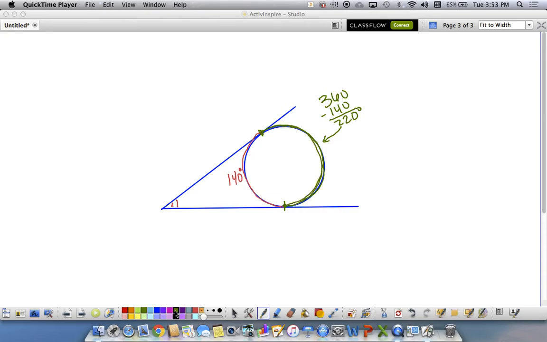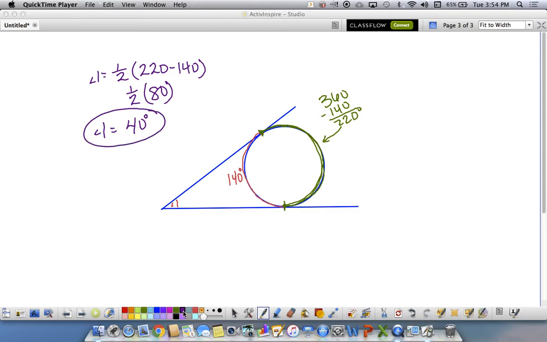Now do you have enough information to solve for angle 1? Yes, you do. We're going to say angle 1 equals 1/2 of the bigger arc, which was 220, minus the smaller arc, which was 140. So that's 60, 70, 80. That should be 80 degrees. What is half of 80 degrees? Angle 1 equals 40 degrees.